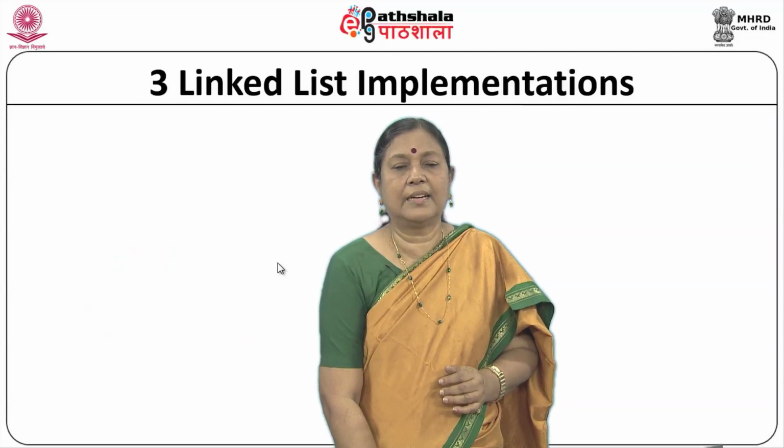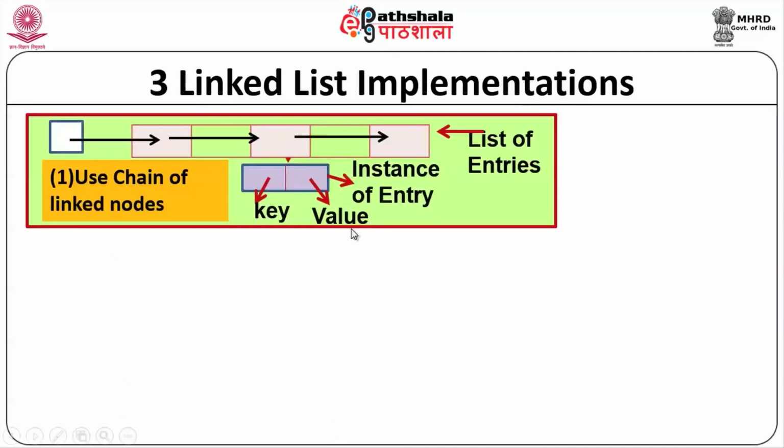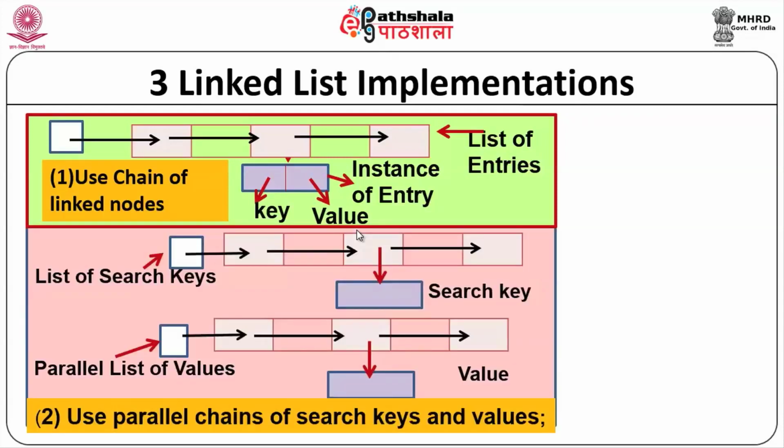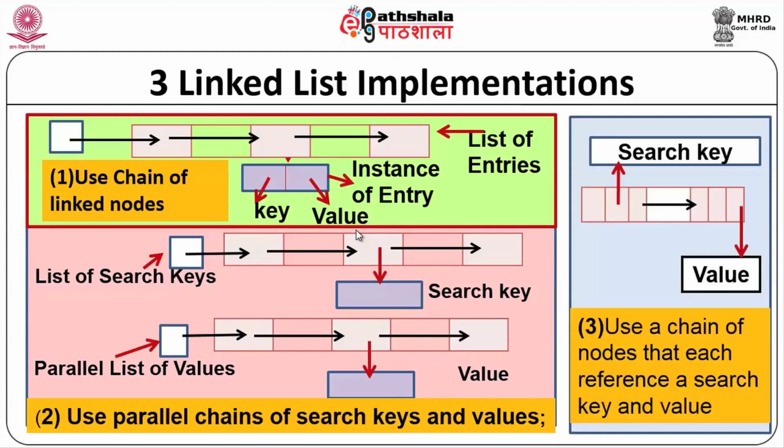So, there are 3 linked list implementations. Again you use a chain of linked nodes, where each node is now an instance of an entry, an object with a key and value. This is similar in spirit to the array implementations. Then you can have 2 different parallel chains of search keys and values like before, like how we did in arrays, or you can have a chain of nodes where one references a search key and one references a value. So, this is another method of doing it.